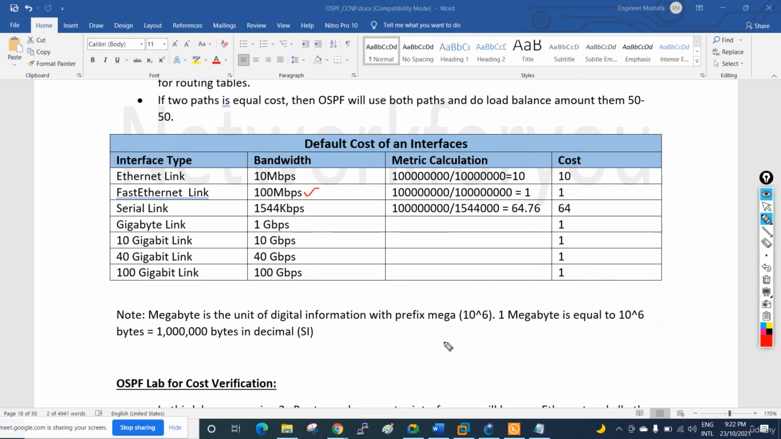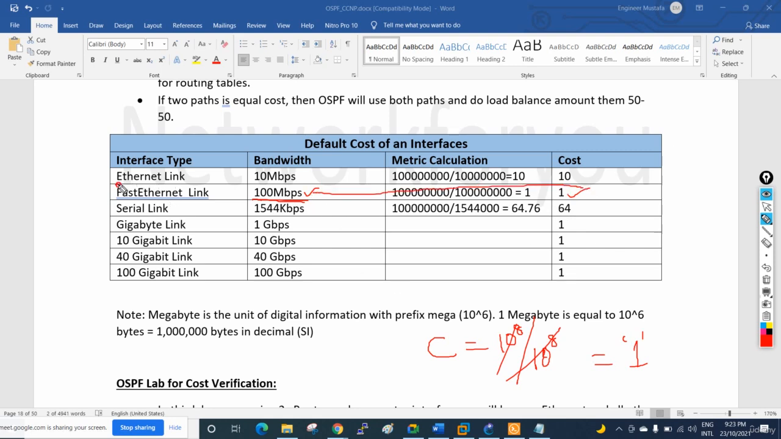Now you know what the formula is. Cost is equal to reference bandwidth, which Cisco always set as 10 to the power of 8, divided by interface bandwidth. Whatever interface you want to calculate the cost for, that interface's bandwidth we need to write here. For this interface, which is 100 megabytes, we can write 10 to the power of 8, right? Just now we did the calculation. So 10 to the power of 8 divided by 10 to the power of 8 cancels, so you have 1. So the cost will be 1.